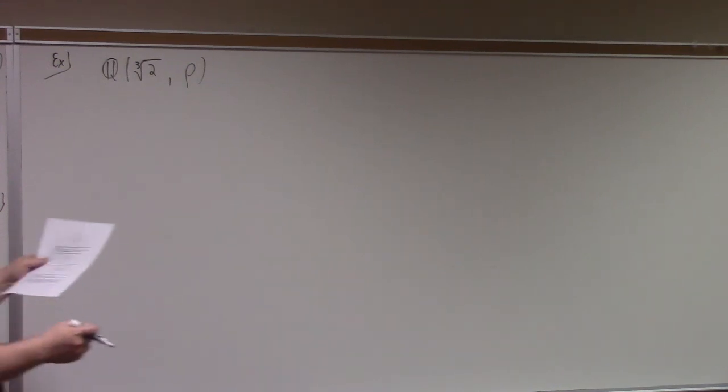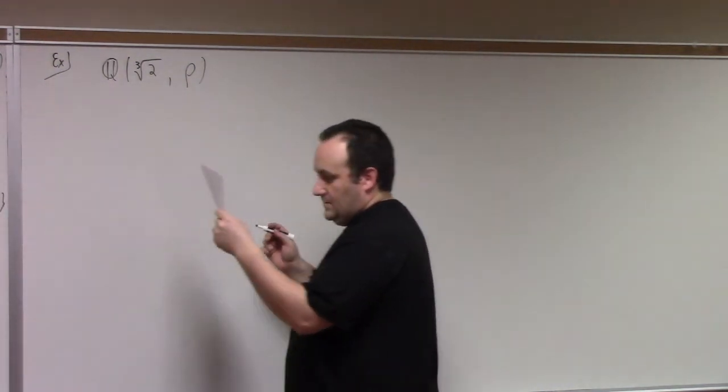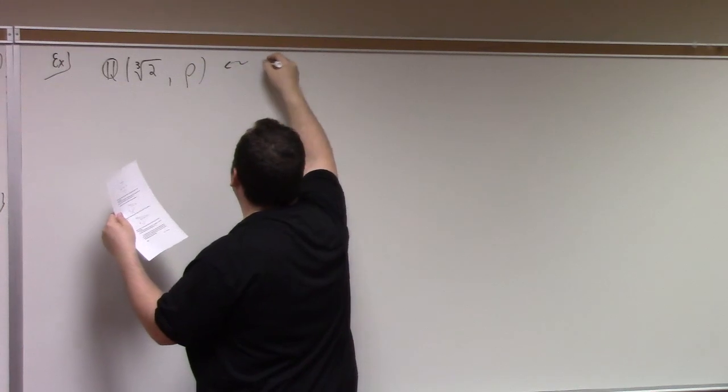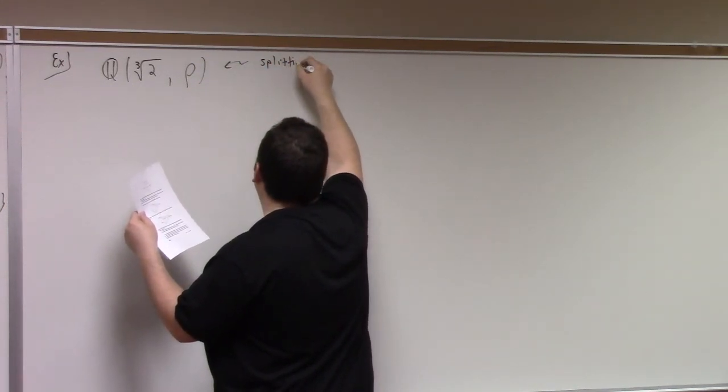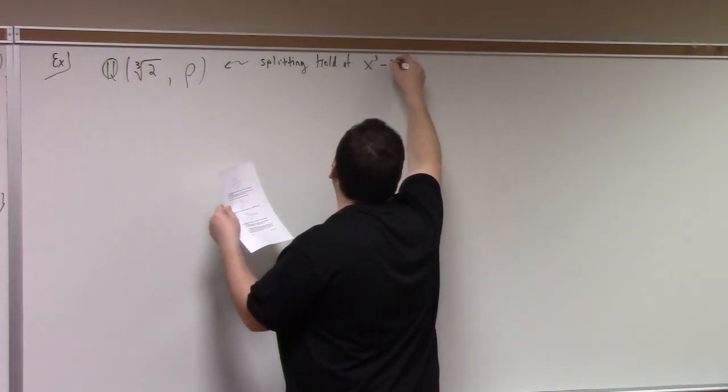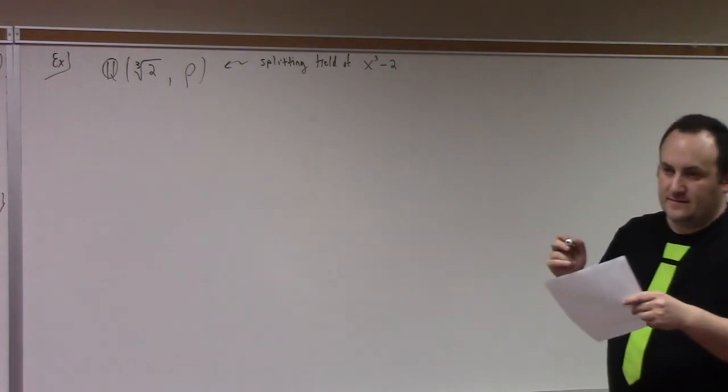Let me look at just a second here. I've got to find my papers. Here it is. So I think the rho was a third root of unity. Is that right? Yeah. So this is the splitting field of what? X cubed minus 2. I think that's how we first started thinking about it.